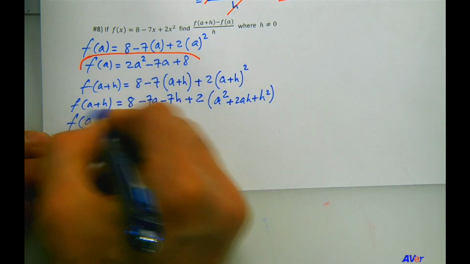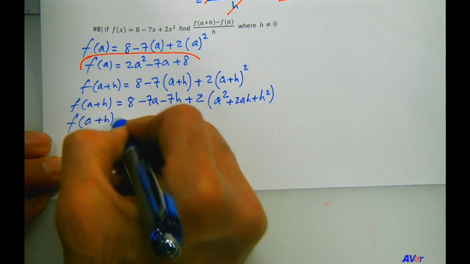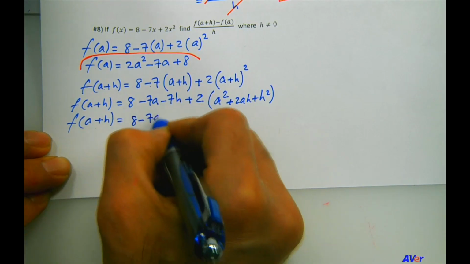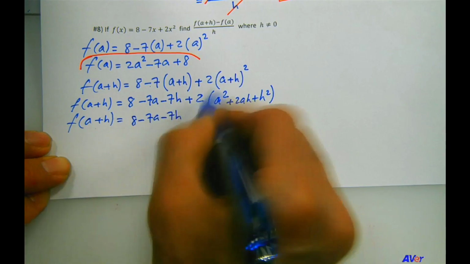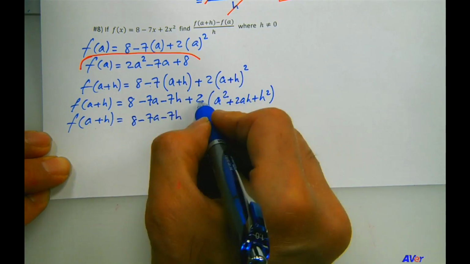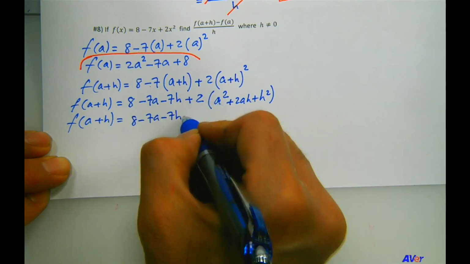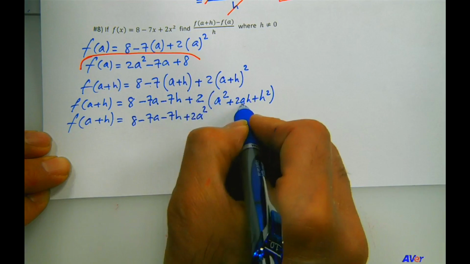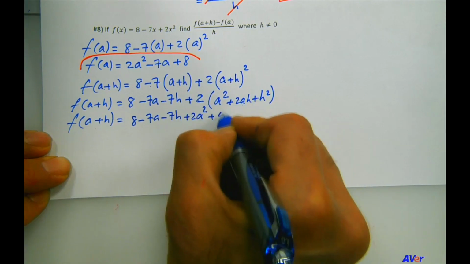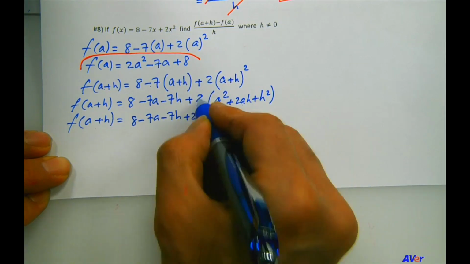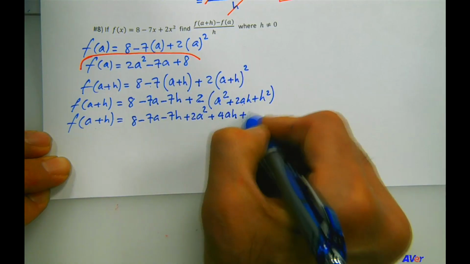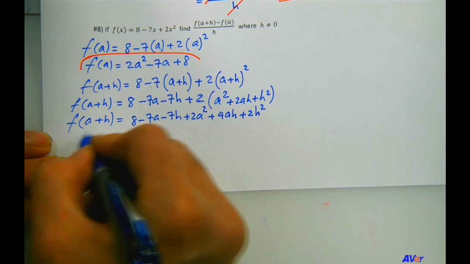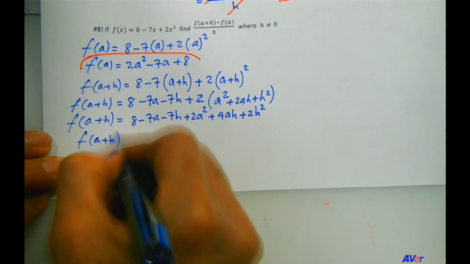We're still working on f of a plus h. F of a plus h is equal to all of this, 8 minus 7a minus 7h. Now I'm going to be able to distribute the 2. So 2 times a squared plus 2a squared. 2 times 2ah is equal to 4ah. 2 times h squared is plus 2h squared. So now let's simplify this a little more.